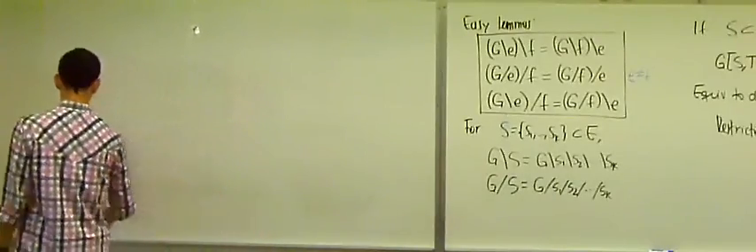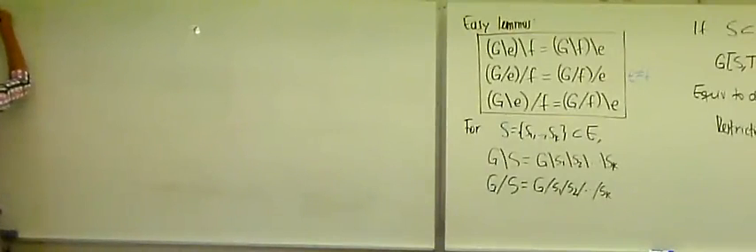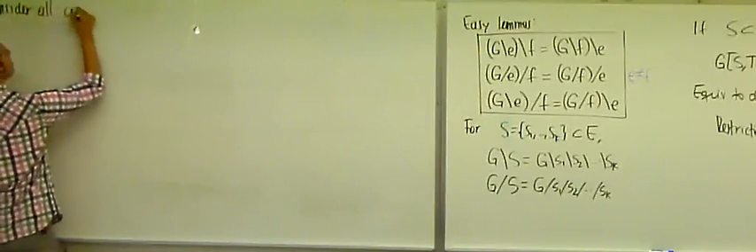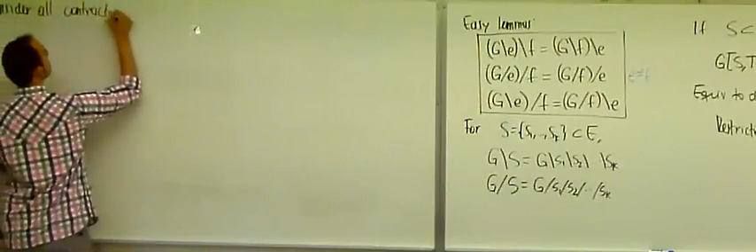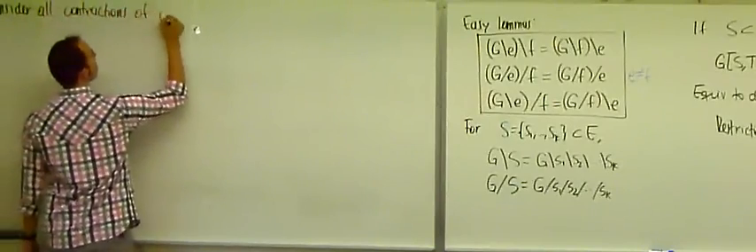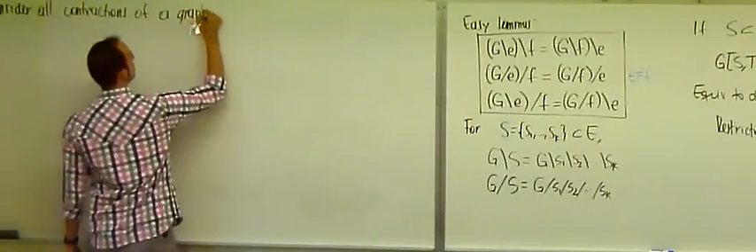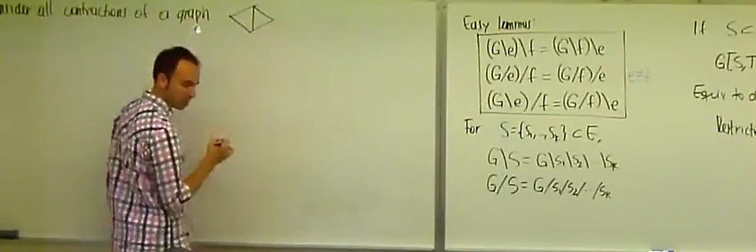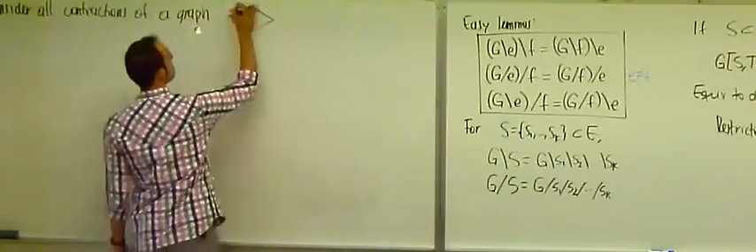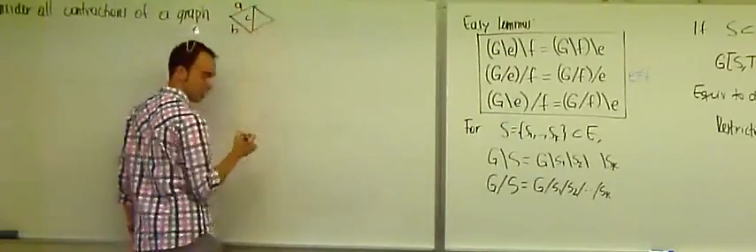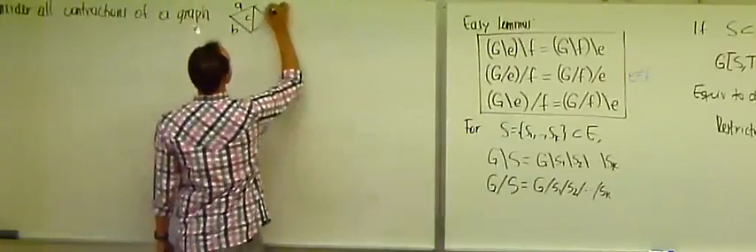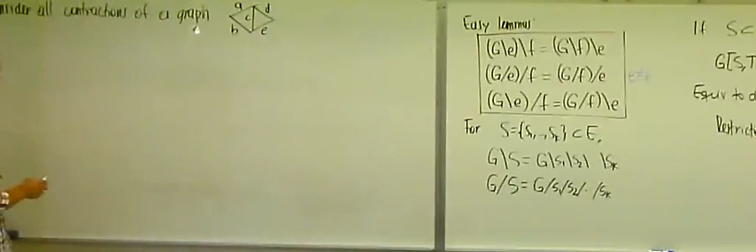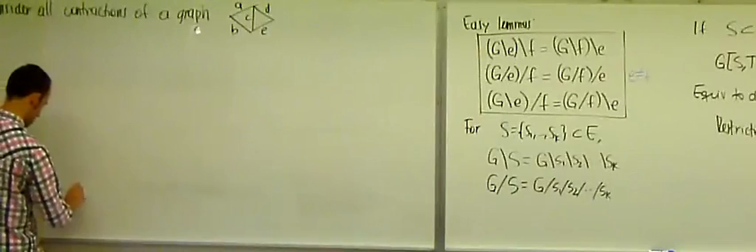Okay? And so let's consider all possible contractions of a graph. Okay, maybe we'll do it in an example. We're going to do it for this graph. Okay? I give it some names here. A, B, C, D, E. Okay? I'm going to consider all the possible contractions of this guy.